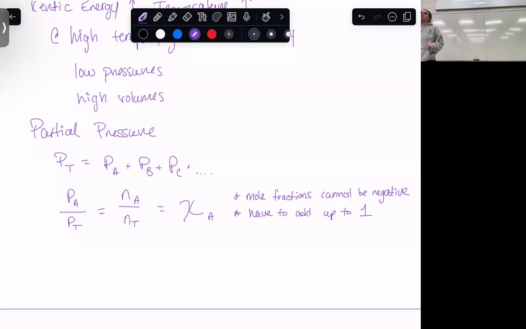Any other questions on gases? Any other equations with gases? We talked about our ideal gas law, which is PV equals nRT. But remember, Boyle's law and Charles' law are all related to PV equals nRT. They're just broken down into specific ones when you talk about them individually.